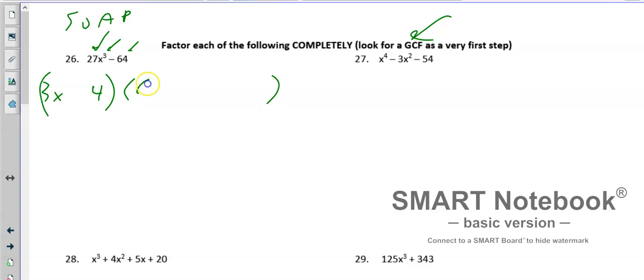So we square the first term. We multiply the 2. And we square the last term. Now, SOAP. This was subtraction. Same. Opposite. Always positive. And we're actually done. That's it.